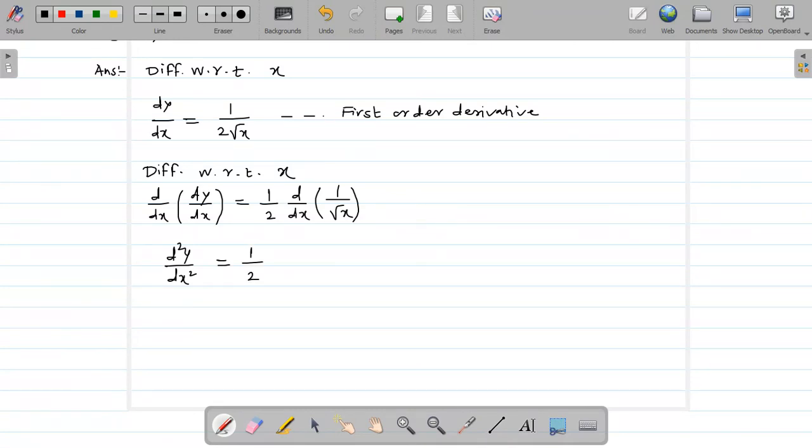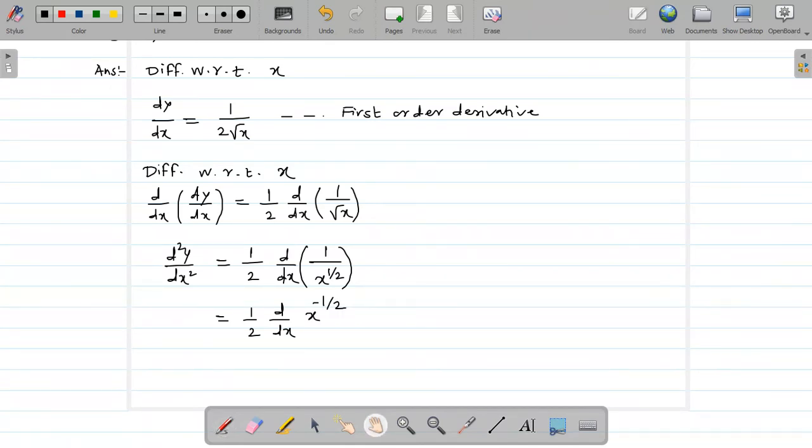Now how will you get the derivative of 1 upon root x? Now 1 upon root x means it is 1 upon x raised to 1 by 2. Then you can rewrite this as, see here, 1 upon x raised to 1 by 2. Now for our convenience to take the derivative of that, I will write it as d by dx of x raised to minus 1 by 2.